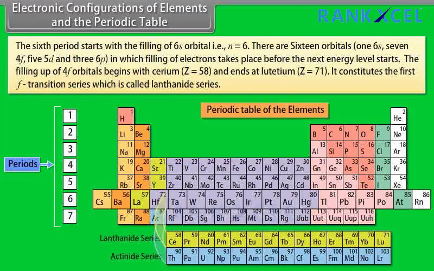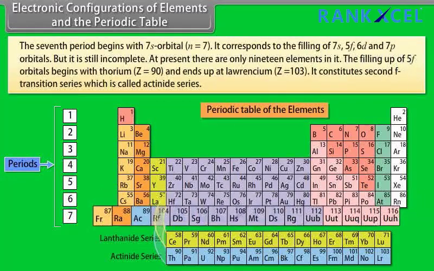The filling up of 4f orbitals begins with cerium, atomic number equals 58, and ends at lutetium, atomic number equals 71. It constitutes the first F transition series, which is called lanthanide series.